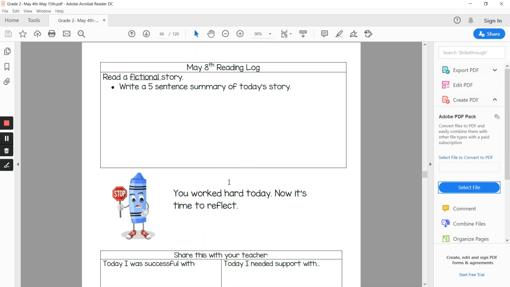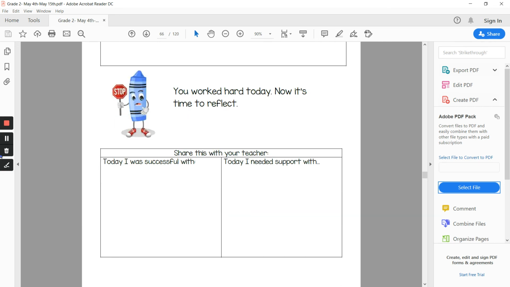Your last assignment for today is your reading log. Don't forget to complete your reflection.